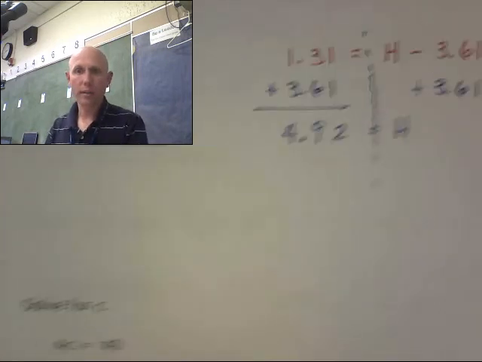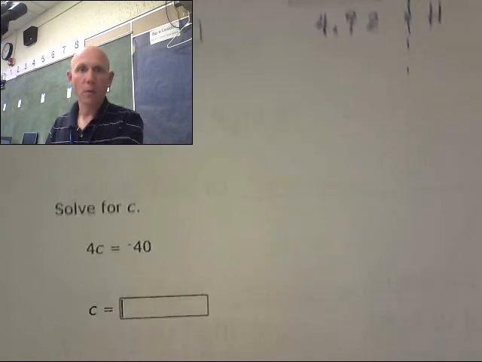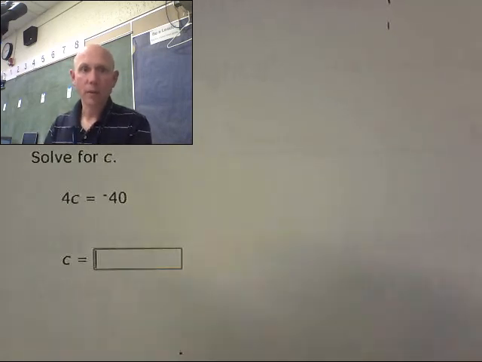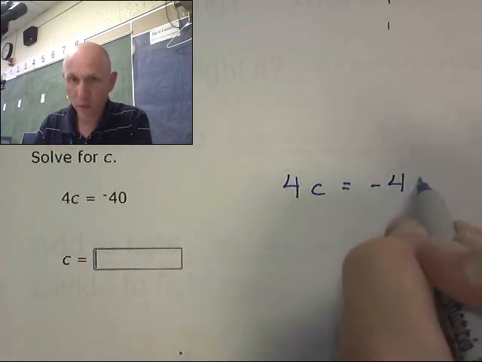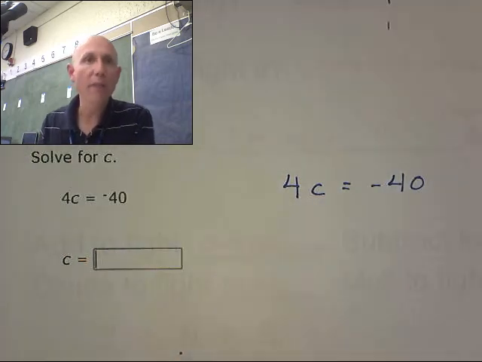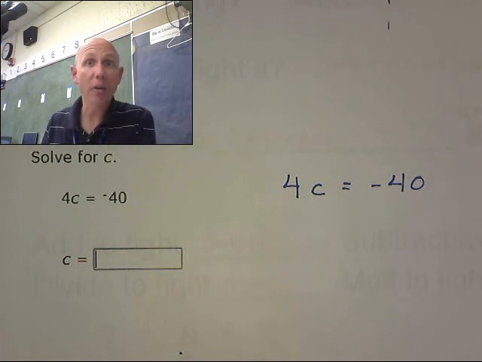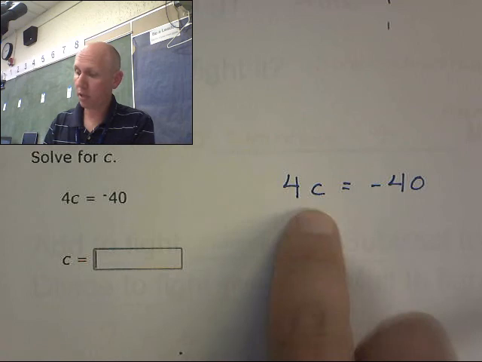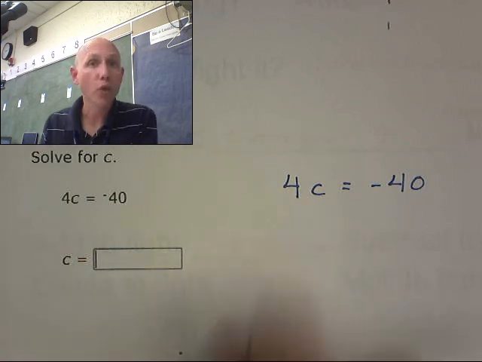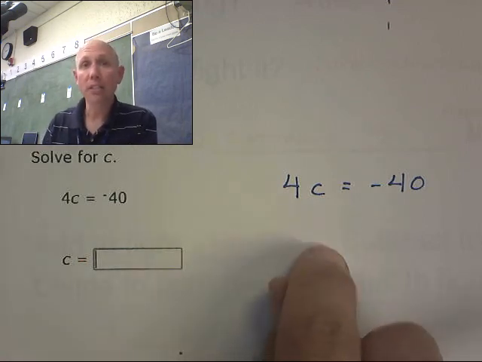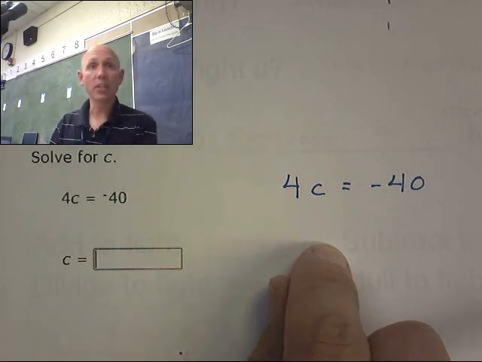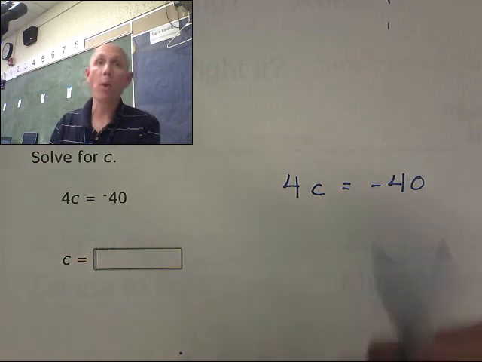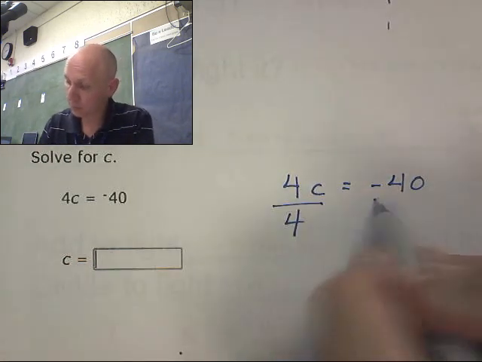And our final one, solve for C. 4C equals negative 40. Who is my variable? C is my variable. Who is bugging C? 4 is bugging C. I'm bugging you, I'm bugging you. What is 4 trying to do? 4 is trying to multiply C. How do I fight multiplication? With division. I would like to divide both sides by 4.